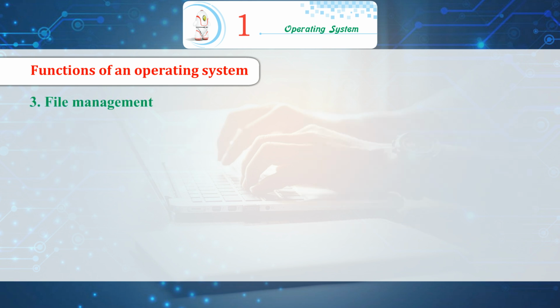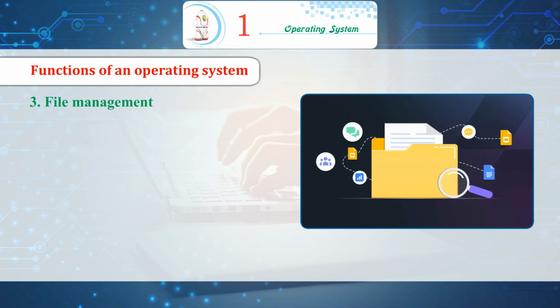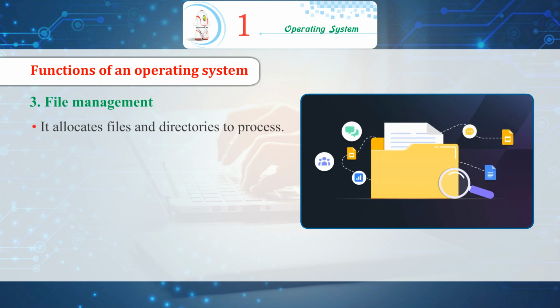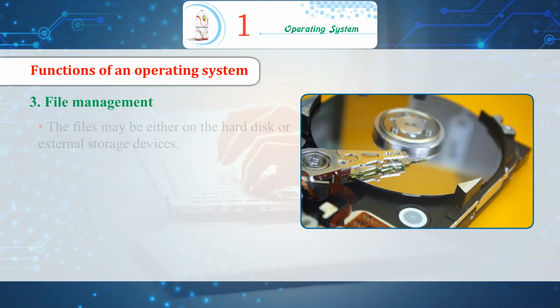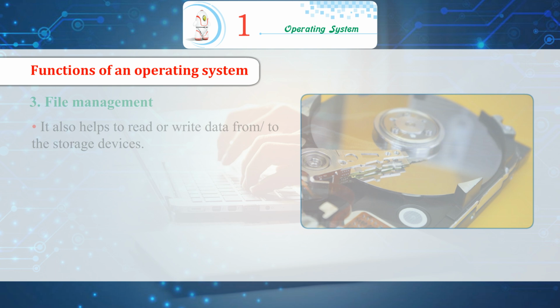3. File management. Another important function of operating system is file management. It allocates files and directories to processes. The files may be either on the hard disk or external storage devices. It also helps to read or write data from or to the storage devices.